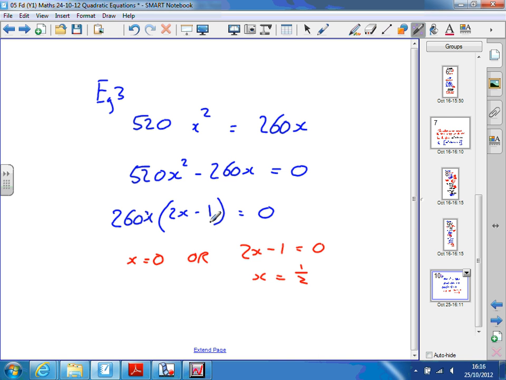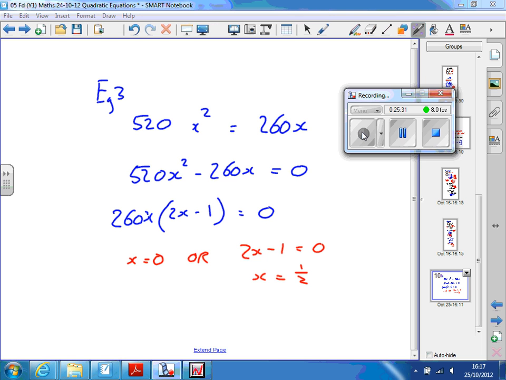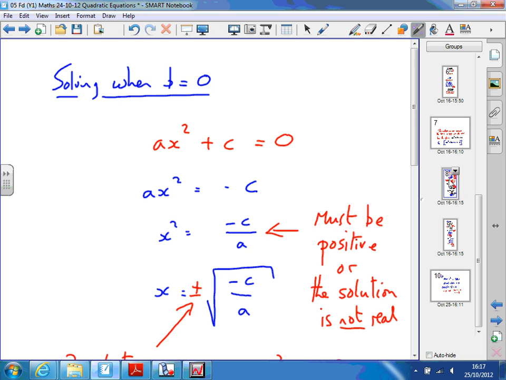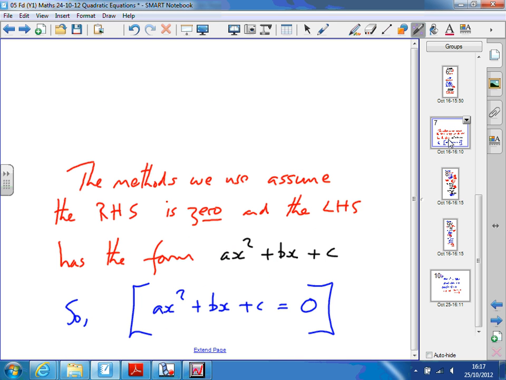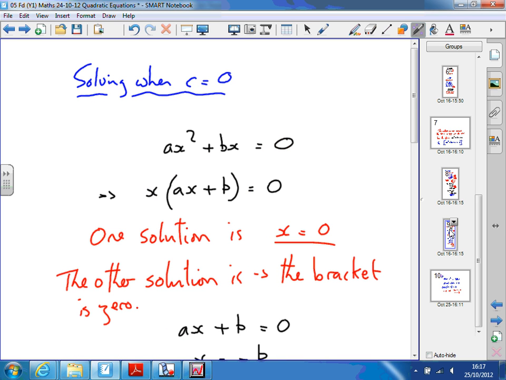Yeah, I'd put it into this one and check that 520 times a half squared minus 260 times a half is 0. Would you like to just do that? So look for these shortcuts when b is 0 or when c is 0, rather, because it's much easier to solve if a or b is 0.